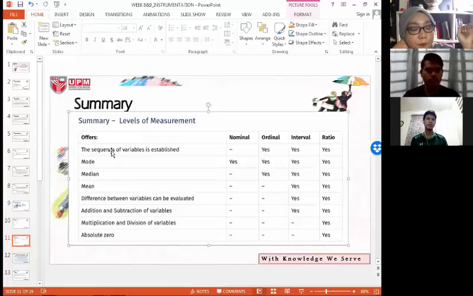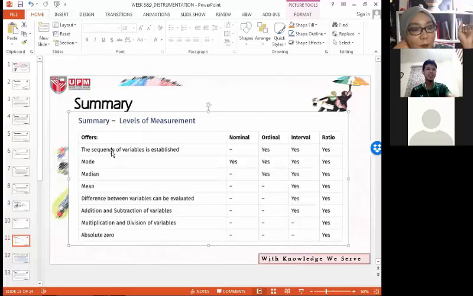Mode. What is mode? Kekerapan. Frekuensi. Ya ke mode ni frekuensi? Just number. The largest number. Dia bukan frekuensi. Frekuensi ni bilangan untuk setiap group.